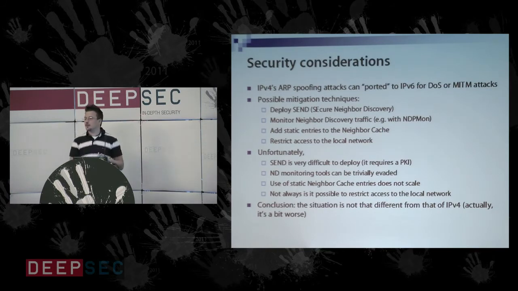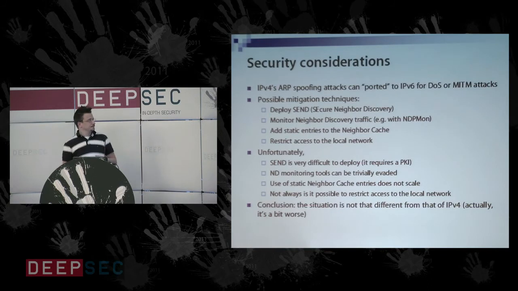These are the mitigation techniques that you have for these attacks. First of all is the deployment of SEND. SEND is secure neighbor discovery, which is basically adding crypto to neighbor discovery. The problem with deploying SEND, first of all, is that, for example, Windows doesn't implement it. So even if you wanted to, you are not going to be able to protect Windows systems with SEND. It's also very hard to deploy. It basically requires a PKI and so on.